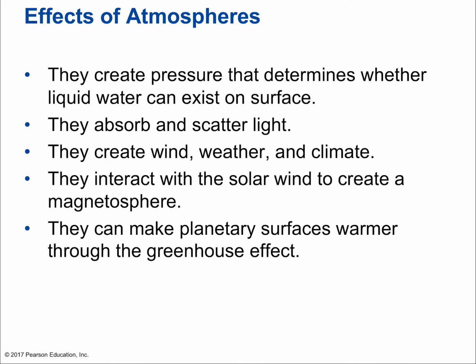They can absorb and scatter light, okay? That's why we have a blue sky and red sunsets. It's all about the absorption and scattering of light. They create wind, weather, and climate, okay? Which can have huge effects on just maintaining a stable environment for life again, right? Kind of keep coming back to this way that atmosphere, it's hard to think of atmosphere and nurturing life on Earth, okay? Atmospheres interact with the solar wind to create a magnetosphere.